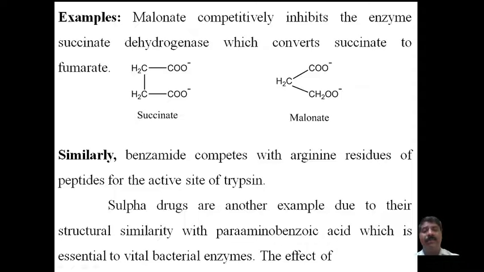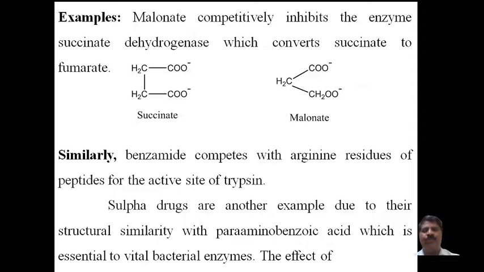Now here malonate acts as a competitive inhibitor, and it resembles the same structure: COO, CH2, CH2. Malonate is COOH, CH2, COOH, so CH2 is the extra here. These groups are similar to each other, and only one methylene group is extra in malonate. Malonate comes from malonic acid, COOH, CH2, COOH, and succinic acid is nothing but COOH, CH2, CH2, COOH.